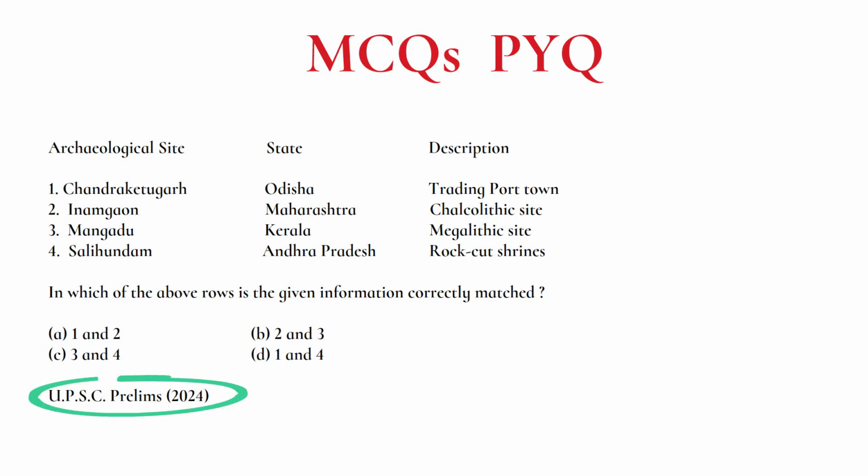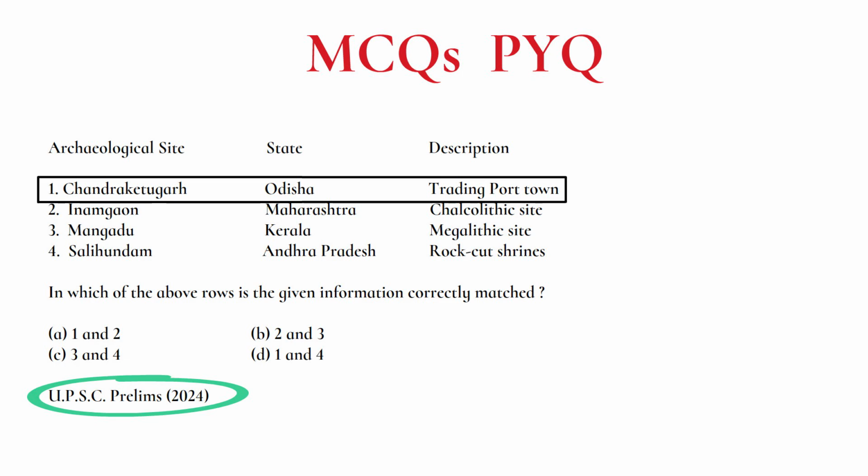Now let's take a look at the question of UPSC 2024 and see the magic of previous year questions in UPSC. First statement, again Chandraketugad is asked within just 3 years. Now we know Chandraketugad is in West Bengal and not in Orissa. So statement 1 is incorrect. Now we will eliminate option A and option D.